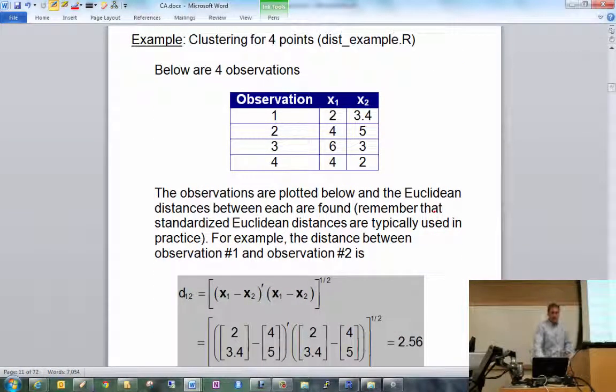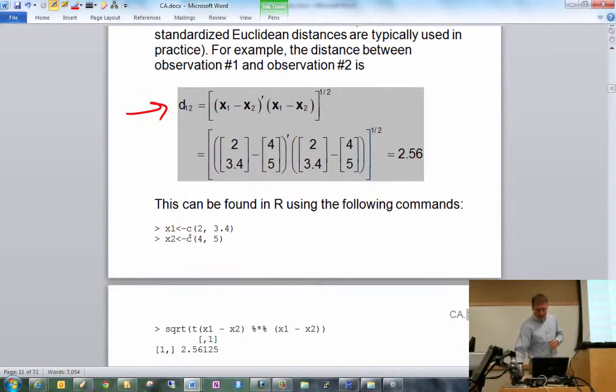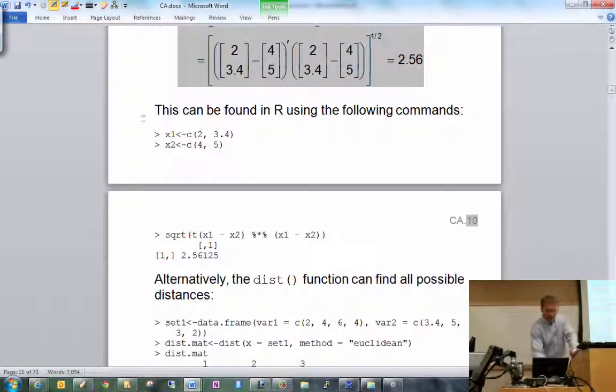So let's go back up to page 9 then. What I've done here is simply shown you how you find the actual Euclidean distance between observation 1 and 2. Make sure you understand how to do that in a matrix format. It's fairly simple. If I were to do this in R, I simply create a vector. How about I call it x1, and a vector called x2. And then I take the square root of x1 minus x2, transposed, times x1 minus x2.